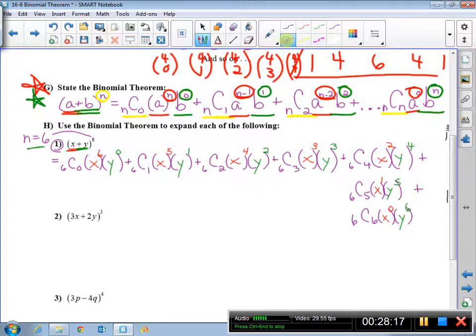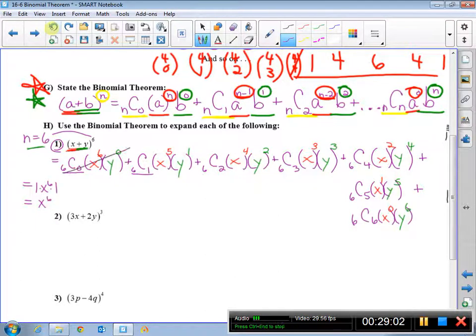All right, now that we've got everything filled in, that was sort of like an assembly line. I'm going to evaluate everything. So remember, where do my coefficients come from? 6 choose 0. I could do it on the calculator, but I could also have a quick Pascal's triangle jotted down. 6 choose 0 is 1, and I've got x to the 6th, and y to the 0 is 1. So my first term is 1 times x to the 6th times 1, just x to the 6th.